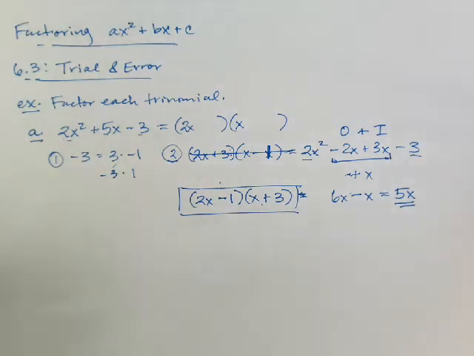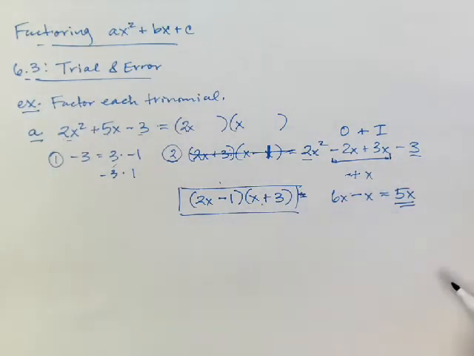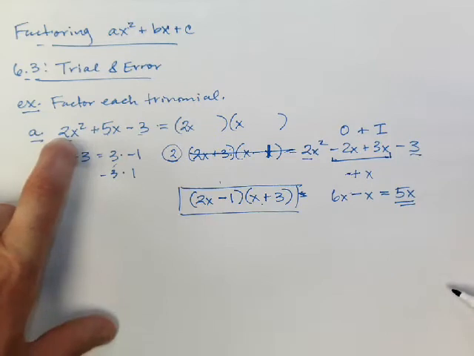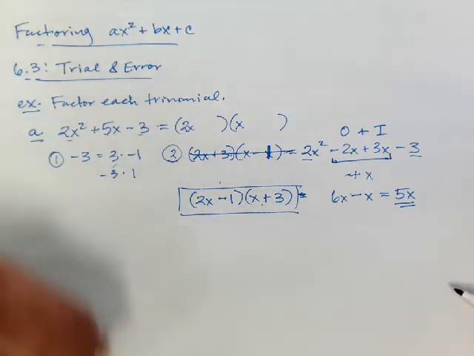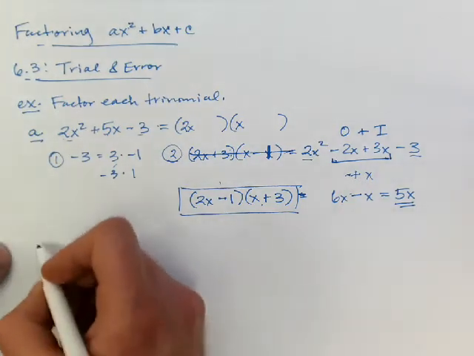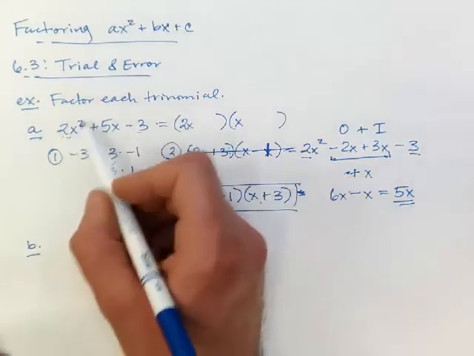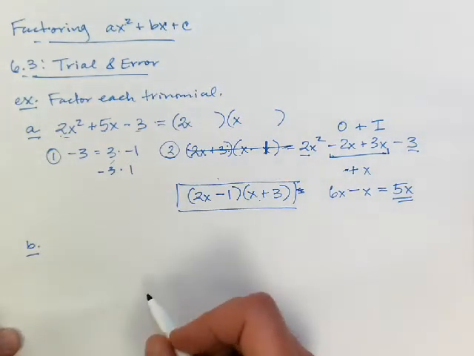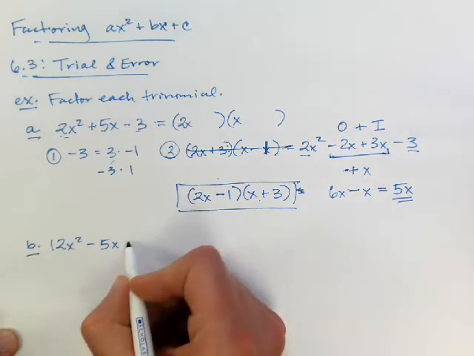All right, so you can see that we got lucky because we picked the right combination and we hit it on the second step. But potentially, if you have more factors of the leading coefficient and even more factors of the last term, this can grow into a huge process. But that's kind of the only way we have right now to deal with these different leading coefficients. So let's try another example. Let's do 12x squared minus 5x minus 2.